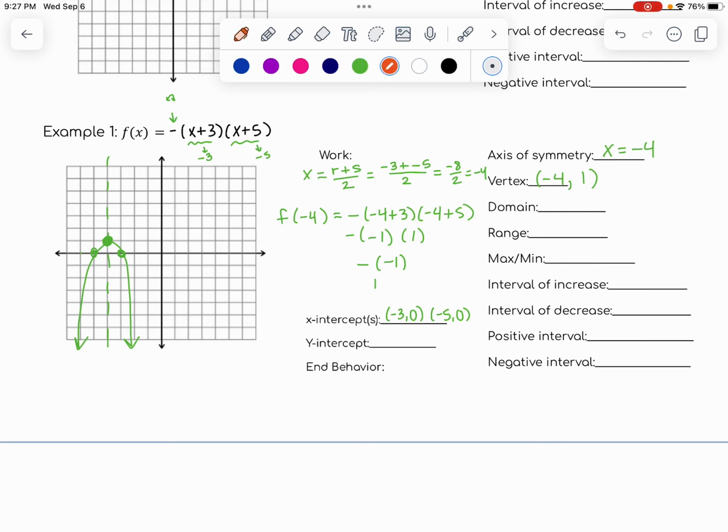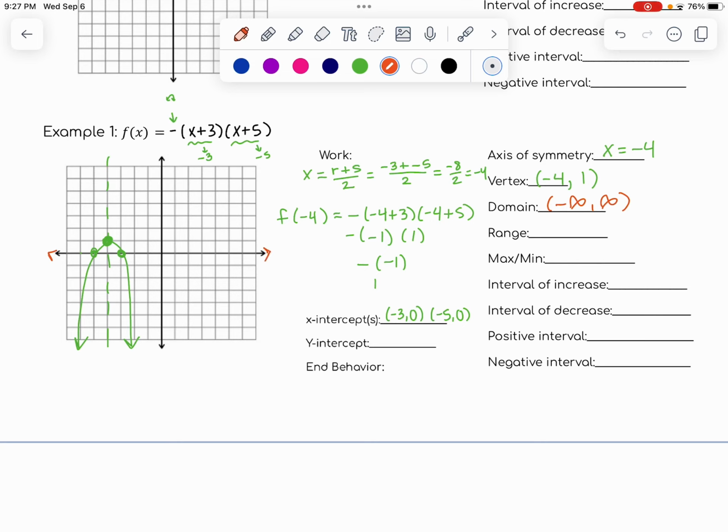Now let's go over some of the characteristics. The first one, domain. Remember, domain is x values, and this one is actually the same for all quadratics when we're not talking about word problems. And that is from negative infinity to infinity. The reason is because this graph goes left and right forever and ever.